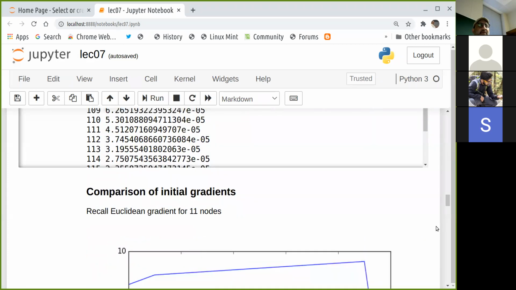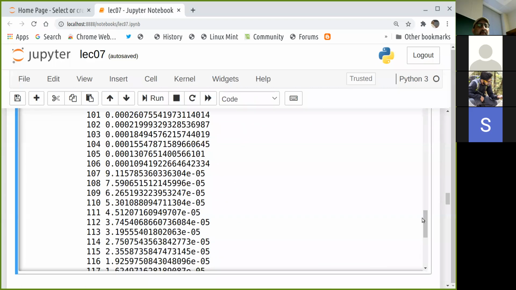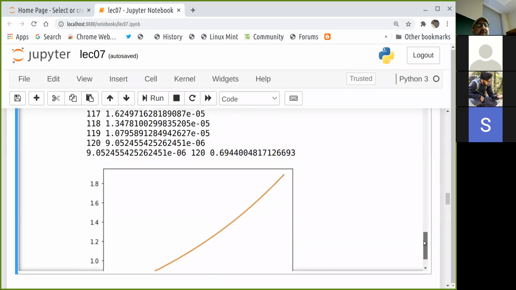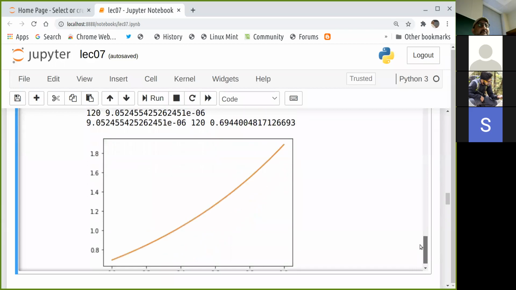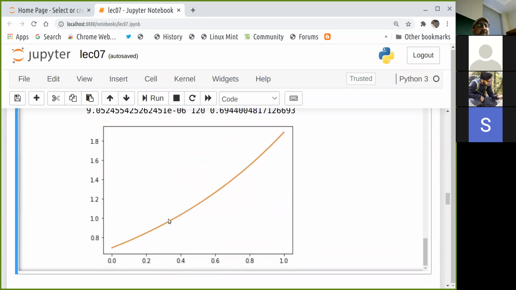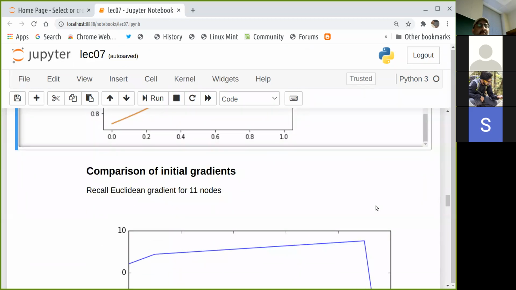Okay, so once again, let's see. Okay, this time it takes only 120 steps. So that's with 4,001 nodes. It takes only 120 steps, and it gives me something very, very close. The two curves are basically on top of each other. Okay, so let's do a comparison.